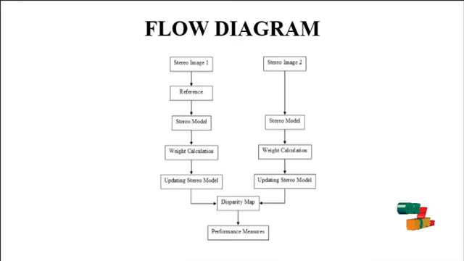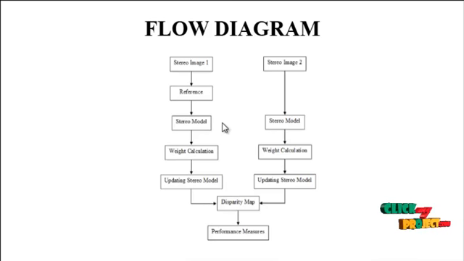Now we discuss the flow diagram for the process. At first the input image is taken from the dataset. After getting the image from the dataset, input image 1 is considered as the reference image, and input image 2 is considered as the tile image. Then the stereo model is calculated for both input image 1 and input image 2. Here the input images are mammogram images.